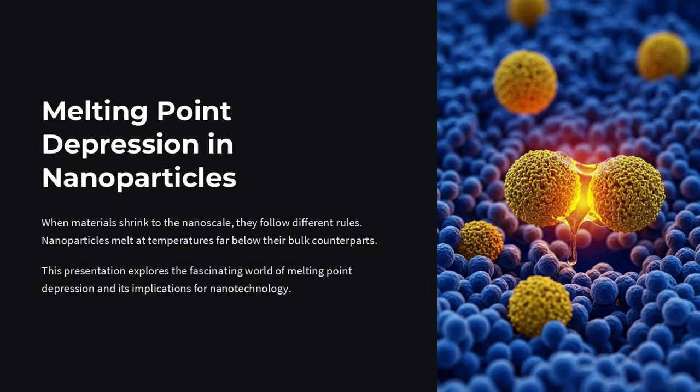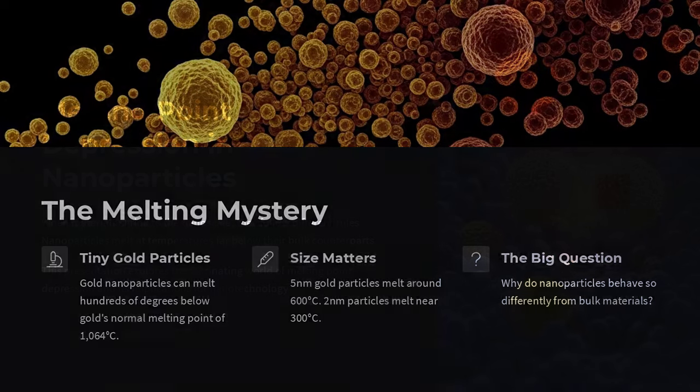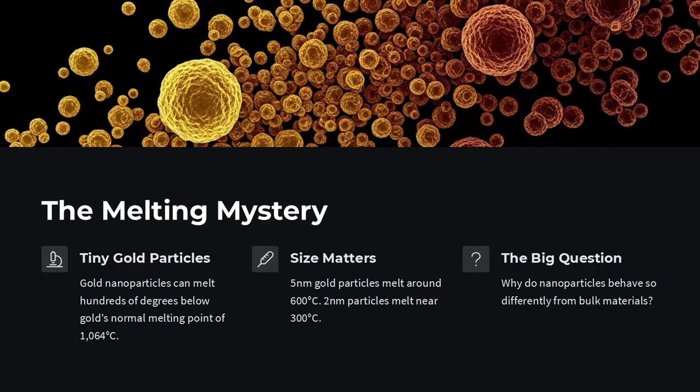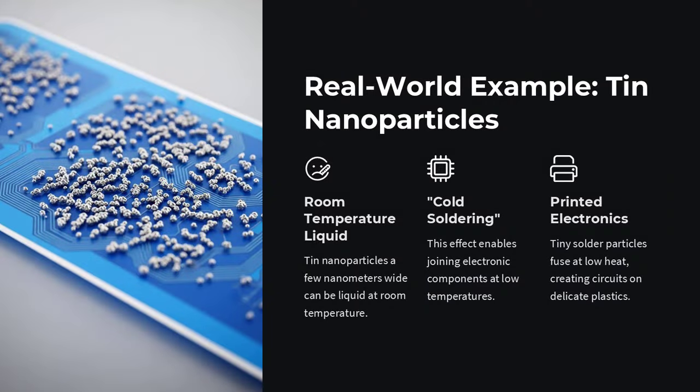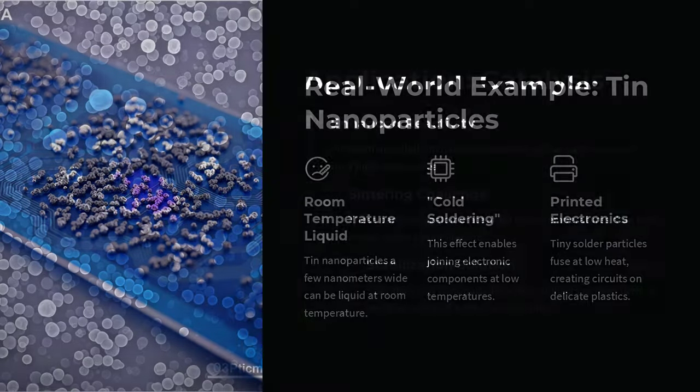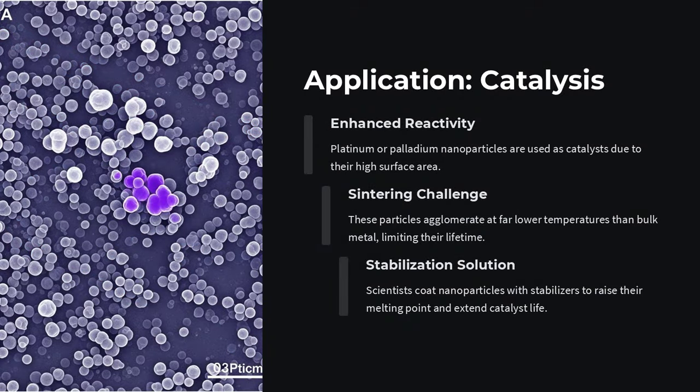Imagine holding a tiny speck of gold so small you'd need a powerful microscope to spot it, and then finding that it melts at just a few hundred degrees Celsius, even though bulk gold doesn't go liquid until 1064 °C. How can a material turn solid to liquid hundreds of degrees below its normal melting point? Welcome to the mystery of melting point depression in nanoparticles.